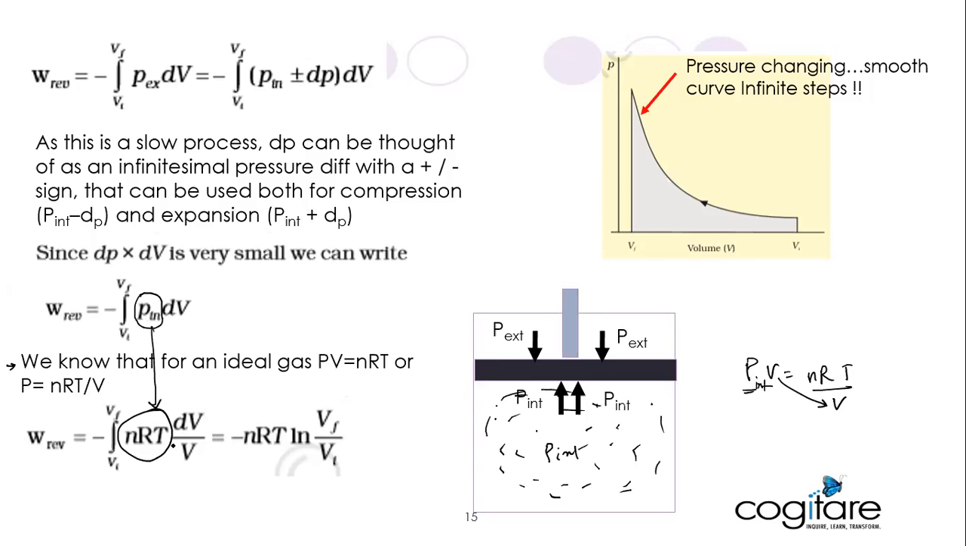nRT divided by V, but V is going to change. The number of moles is not changing because the mass of the gas is the same. The universal gas constant is not changing. Temperature is not changing. That means I will only be left with dV by V, and all these constants come out. So it is minus nRT into the integral of dV by V. Just now we saw the integral of 1 by x is nothing but ln x, where ln means natural logarithm. So this becomes minus nRT natural logarithm of V.